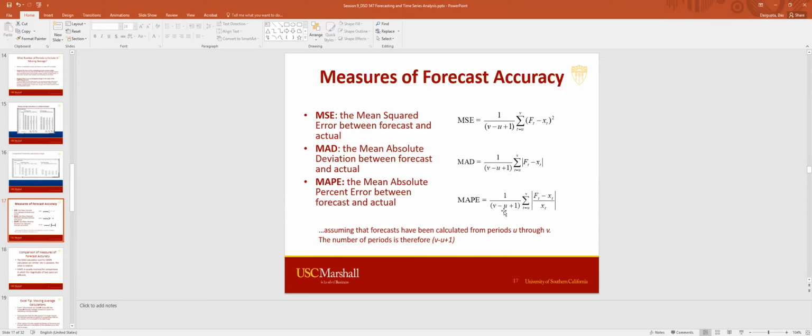MAPE, in this case, you're taking the absolute values, absolute deviations, and dividing it with the actual observed number, mean absolute percent error. Percent means a fraction, and then we multiply by 100. But we first take the mean of those, and then it becomes that MAPE formula. Okay? Any questions on understanding the formulas, how they represent the MSE, MAD, and MAPE that you just did yourselves?